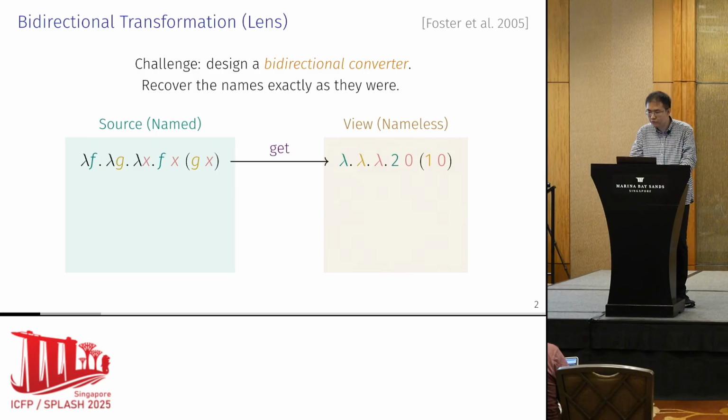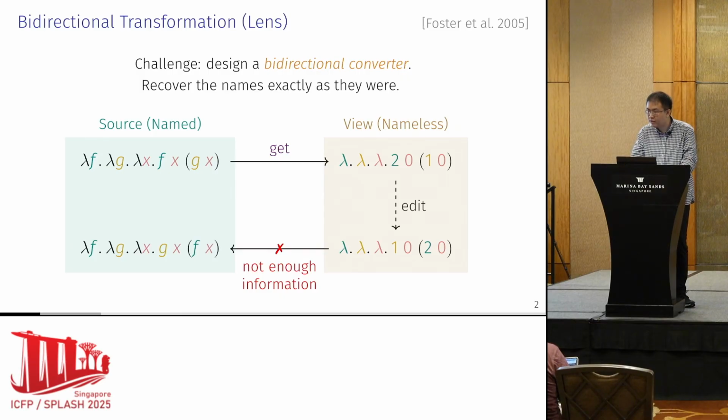There's a forward transformation called get, converting from the source to the view. After we get the view, we can apply some edits to it, and we can try to convert it back. But as we have already discovered, this conversion does not work because there is not enough information. So instead, alongside the modified view, we also take the original source. When we combine the two pieces of information together, we can get an updated source. The conversion back is called the put component, and get and put together form a lens.